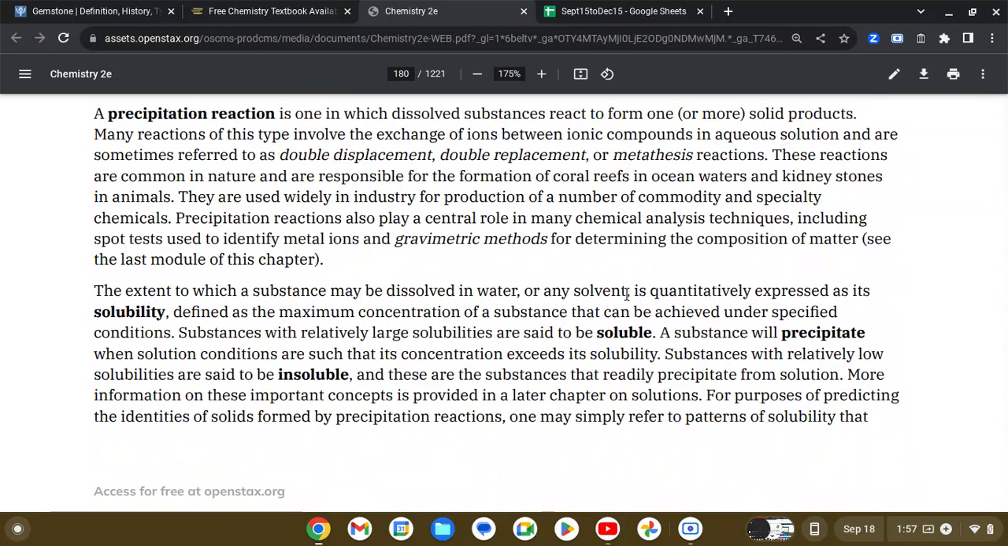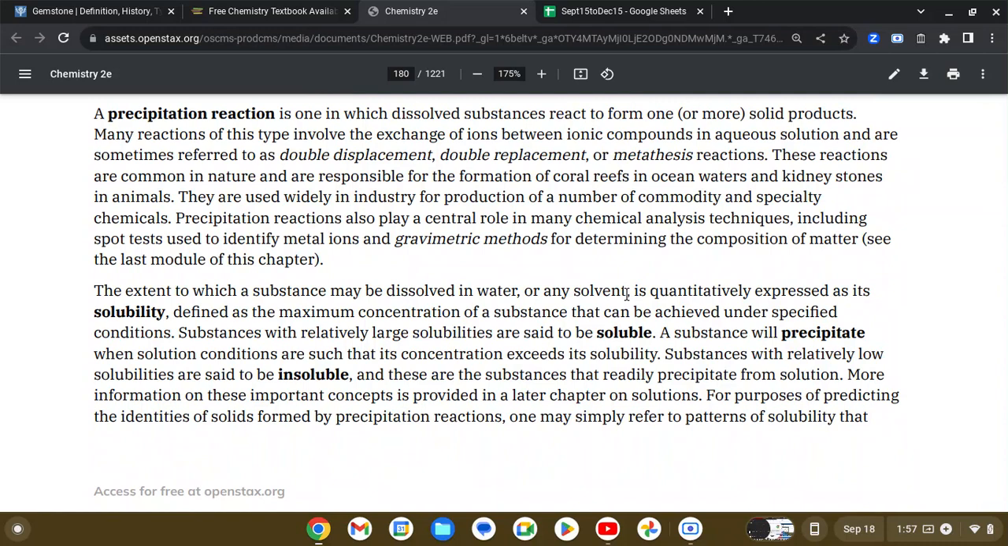A precipitation reaction is one in which dissolved substances react to form one or more solid products. Many reactions of this type involve the exchange of ions between ionic compounds in aqueous solutions and are sometimes referred to as double displacement, double replacement, or metathesis reactions. These reactions are common in nature and are responsible for the formation of coral reefs in oceans and kidney stones in animals. They are used widely in industry for production of a number of commodity and specialty chemicals. Precipitation reactions also play a central role in many chemical analysis techniques, including spot tests used to identify metal ions and gravimetric methods for determining the composition of matter. See the last module of this chapter.